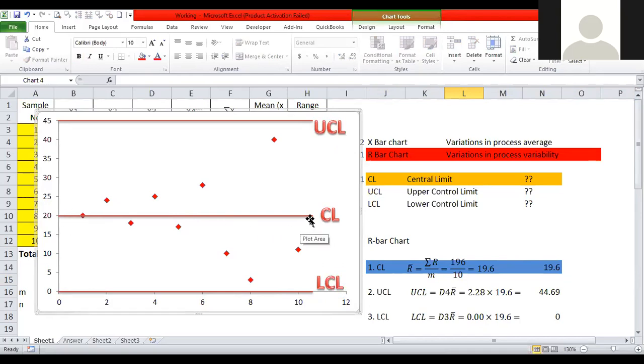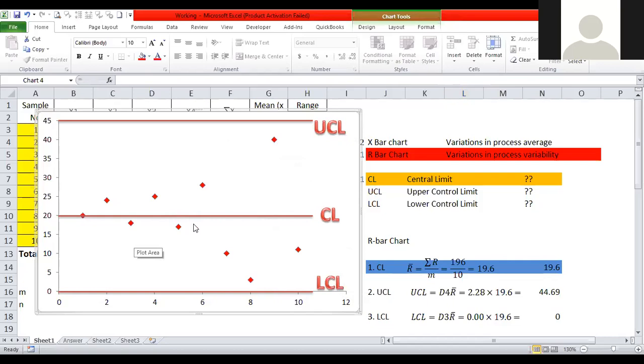So this is the average central line. It must be 19.6, close to 20. But variations are possible, because I told you there are two types of variations: common reasons and assignable reasons. Based on that, we have drawn our upper control limit. We can tolerate within this limit, and lower control also we can tolerate. You can see all our points are within the range. So there are no problems.